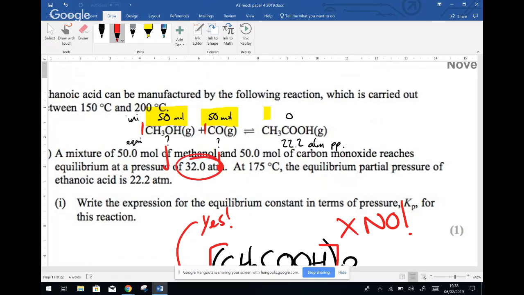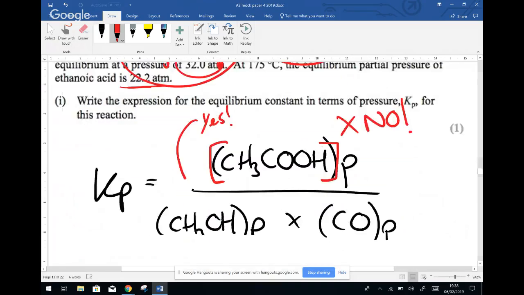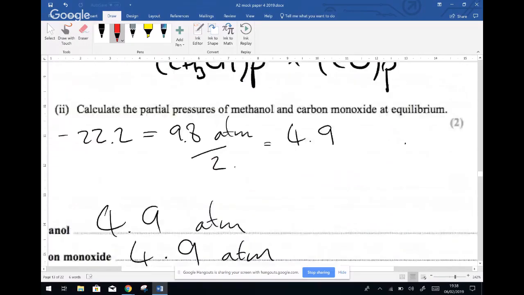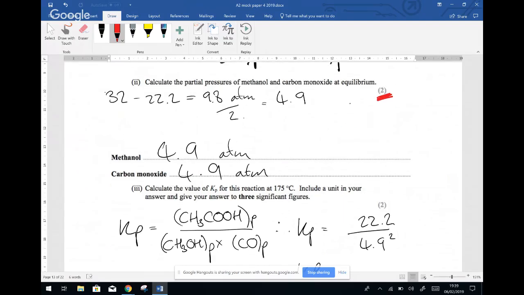So the total pressure, the equilibrium, reached at a pressure of 32 atmospheres. And it said that the partial pressure of the product was 22. So if I did one minus the other, I got the partial pressure for the leftover gases and then divided by 2 to get both. Thought that was a really lovely little question. When I first saw it, I freaked out thinking it was going to be a quadratic. I saw the marks and went, oh, this is going to be easy. So it gave me a big hint that I did check for.